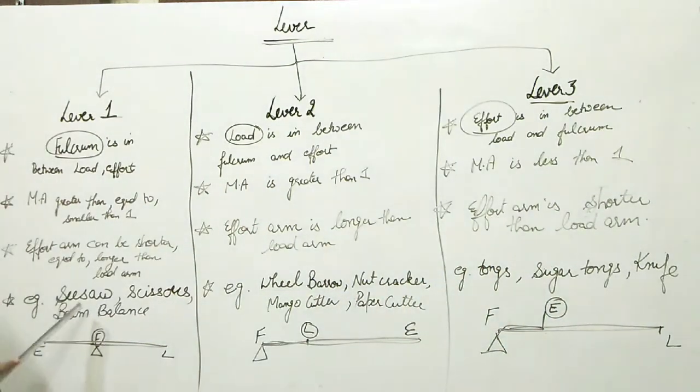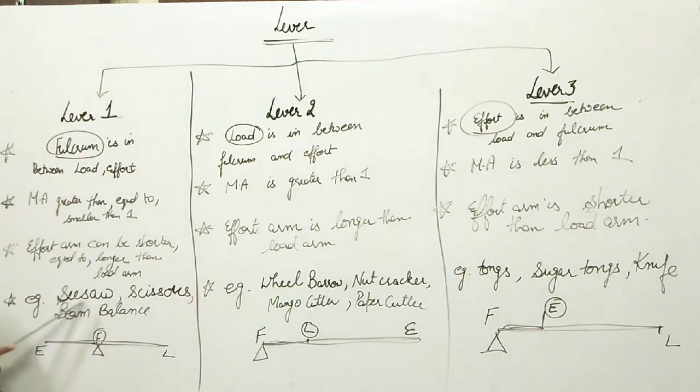Fourth example, seesaw. What happens in a seesaw? Always the fulcrum is in between, and load and effort are on the sides. Scissors also: the fulcrum, the joint, the fixed point is in between, and load and effort are on the sides. Beam balance, same. It is joined in the middle, the fulcrum is in between, and load and effort are on the sides.